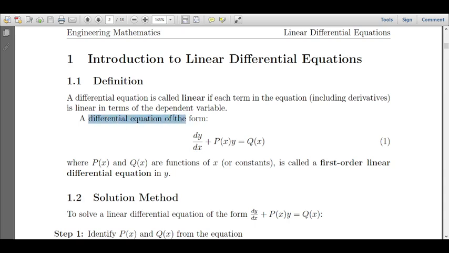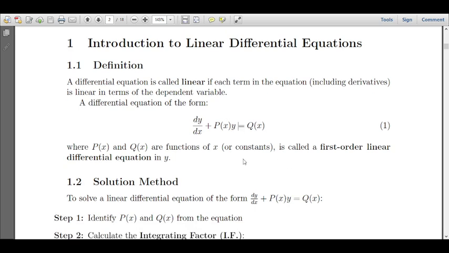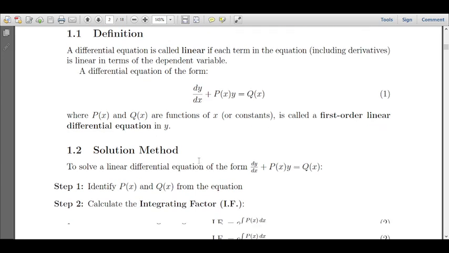So a differential equation of the form dy by dx plus p of x into y equal to q of x, where this p of x and q of x are constants or functions of x, is called a first order linear differential equation in y. Now we'll see how to solve this equation.